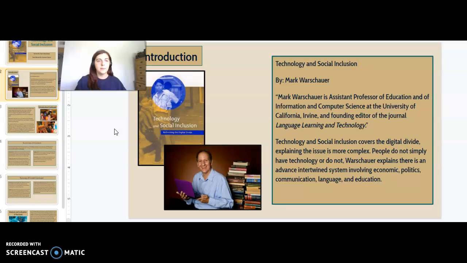And in his book that we're going to be reviewing today, he covers the digital divide, explaining that it's more complex than we originally thought. It is not about people that do and do not have technology, but he explains that it's more about intertwining technology with issues of economics, politics, communication, language, education, to make it all more affordable and accessible, and understanding how we can sustain that in multiple countries.